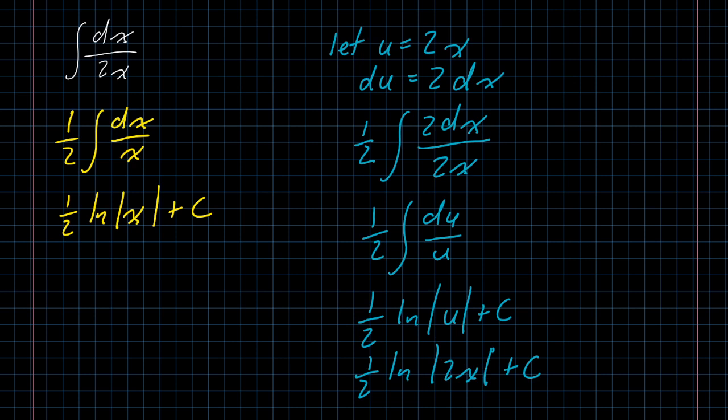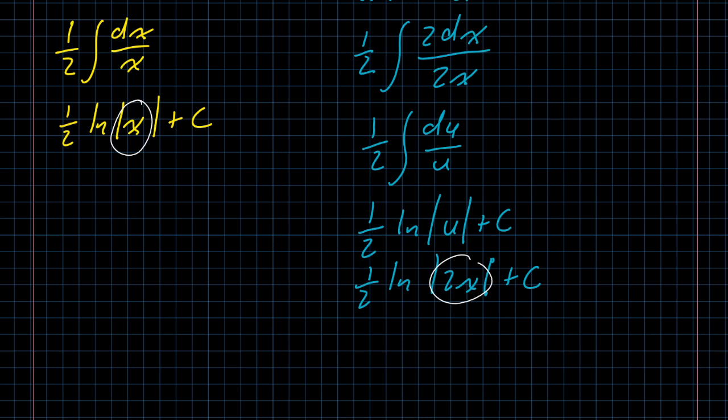And so I get 1/2 times the natural log of the absolute value of 2x plus c. So should it be the natural log of x? Or should it be the natural log of 2x? Interesting.